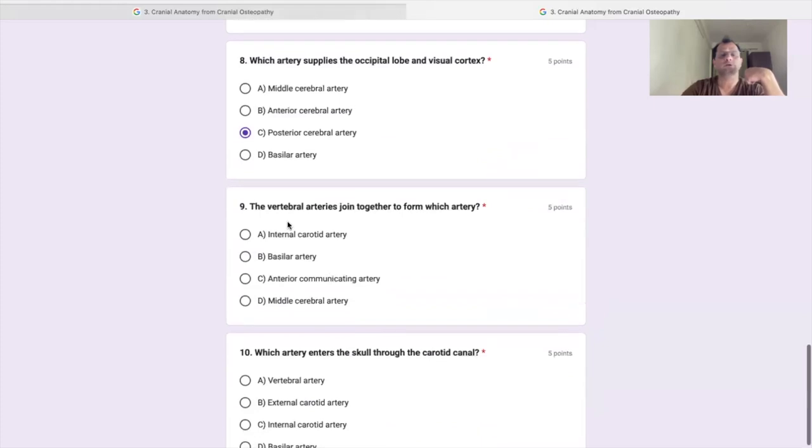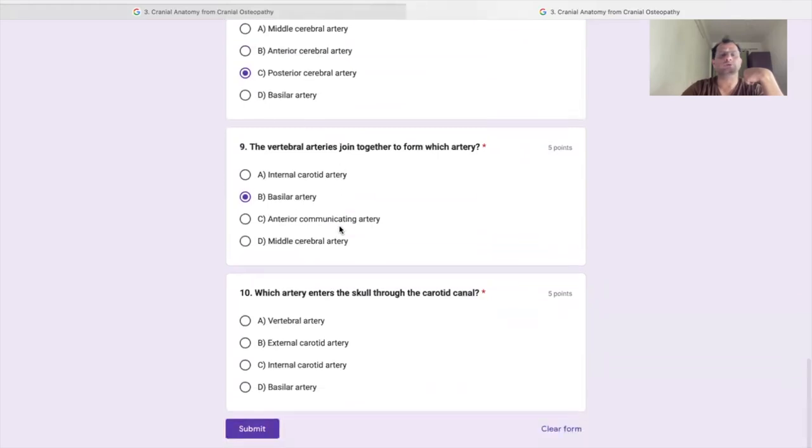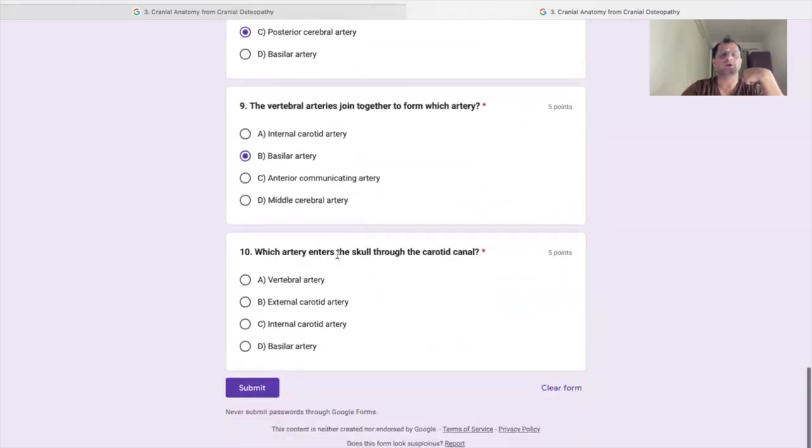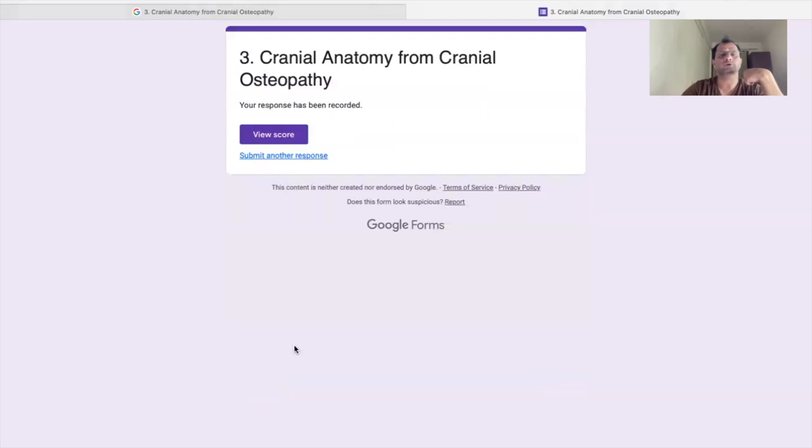Question number 9. The vertebral arteries join together to form which artery? Basilar. It's making the basilar artery. Question number 10. Which artery enters the skull through the carotid canal? Internal carotid. So see, this is entering through the carotid canal in the brain, the internal carotid artery. So let's submit here.